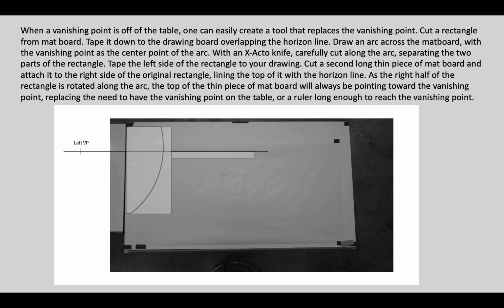Once you have those pieces of paper, the one on the right is attached as one and the one on the left is one. When you move that bar that you created along the arc, it is always pointing back to the left vanishing point. So you can use that tool instead of a long ruler and a vanishing point off of your drawing board. So just a nice little way to use a distant vanishing point.